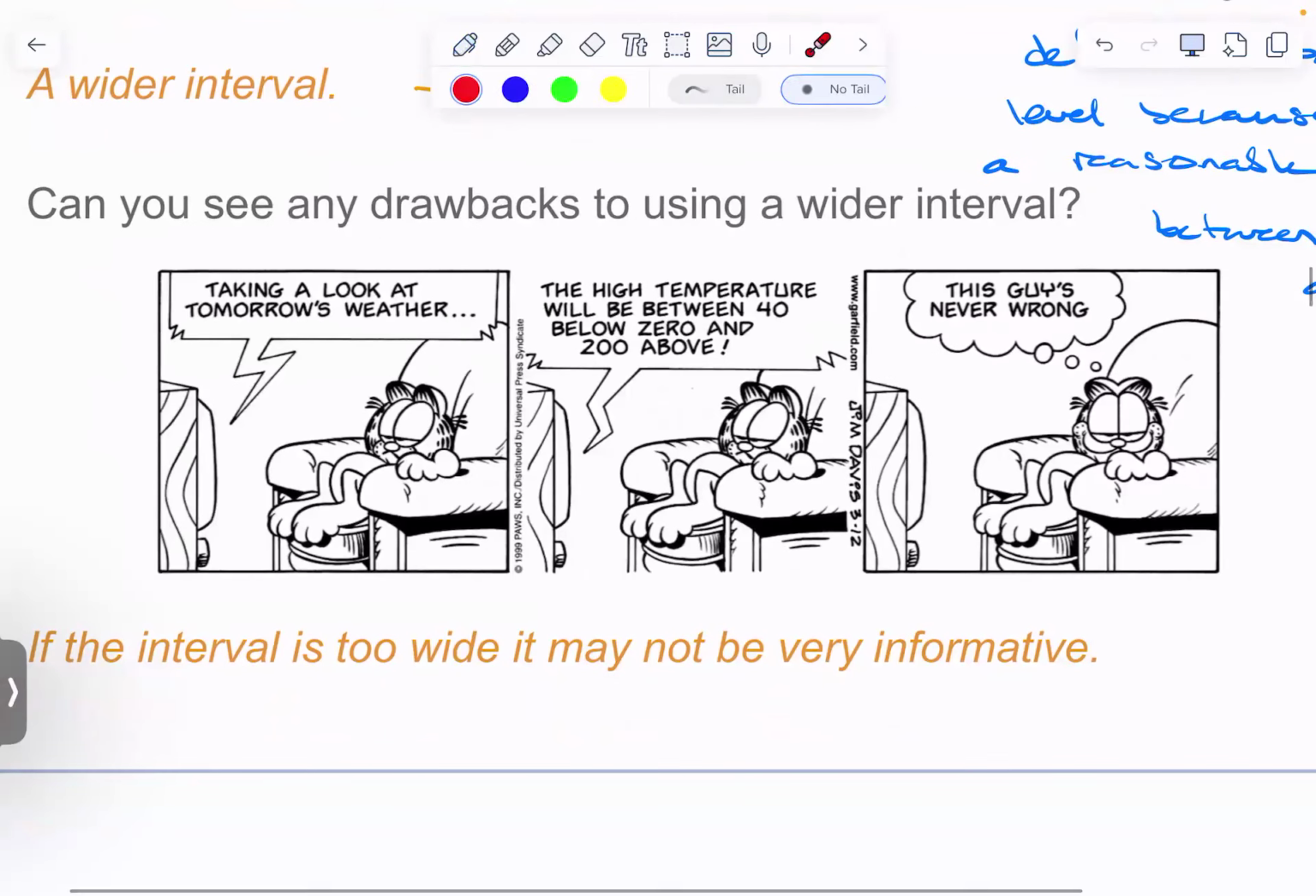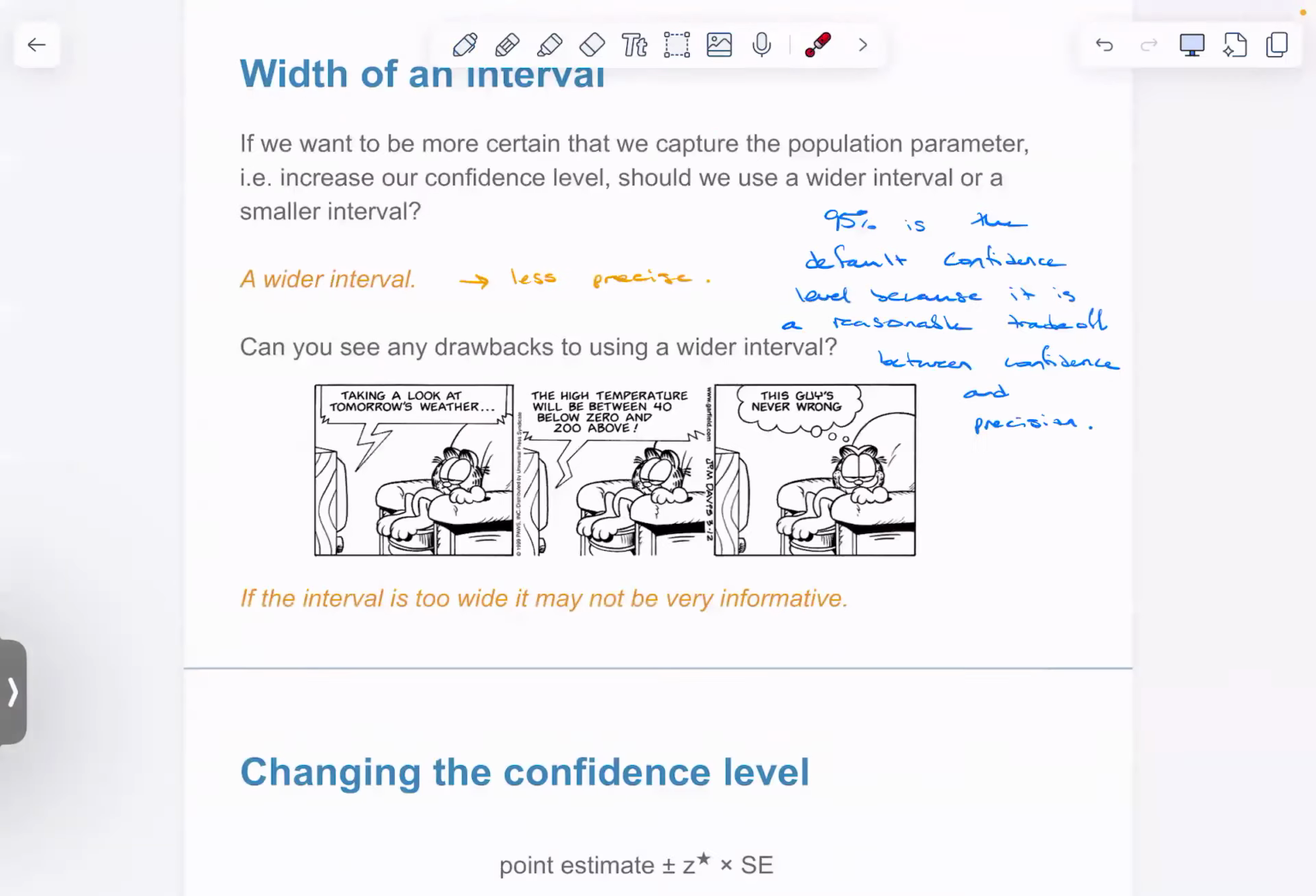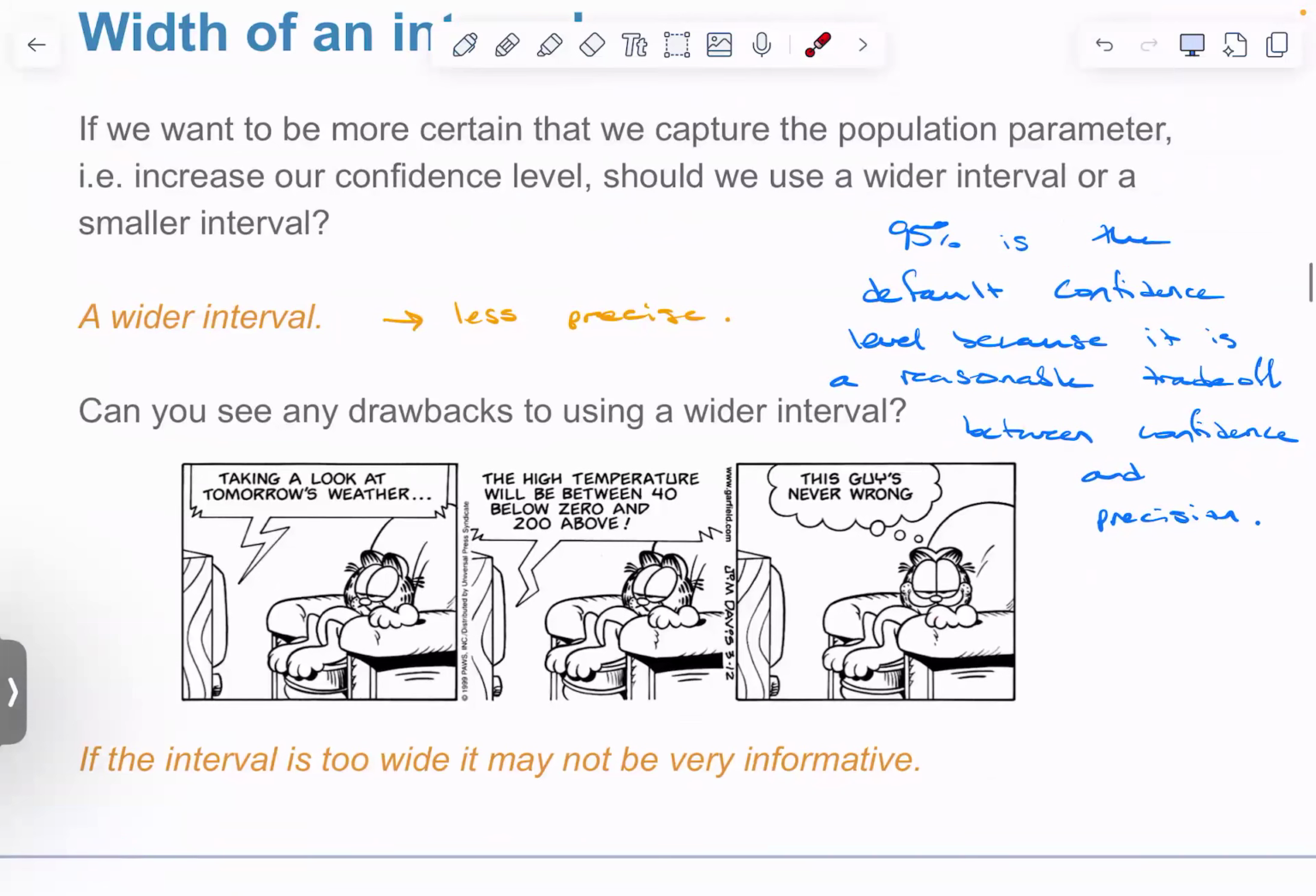Garfield. Taking a look at tomorrow's weather, the high temperature will be between 40 below zero and 200 above. This guy's never wrong. It's true. Not very informative, though. Right? And so that's why 95% tends to be the industry standard that you report.